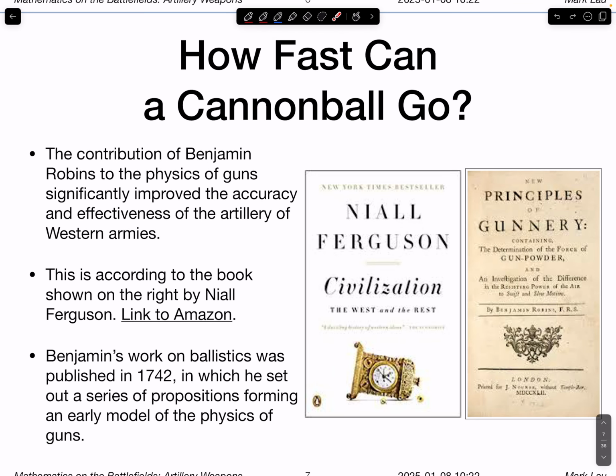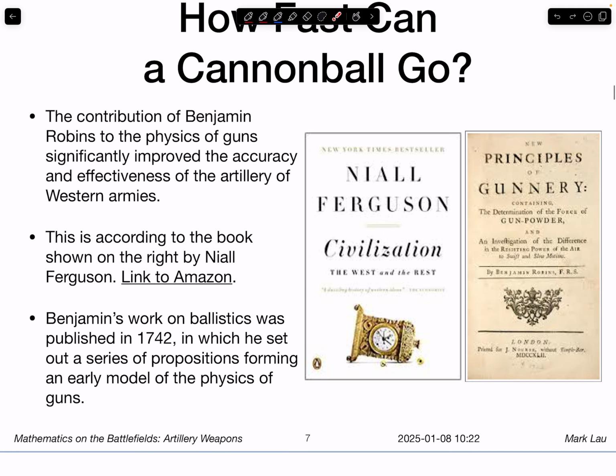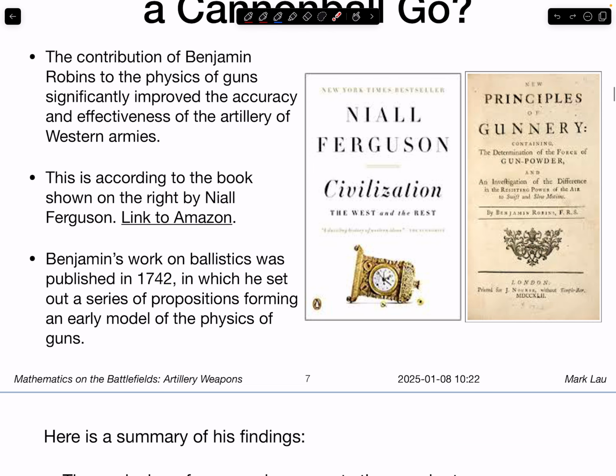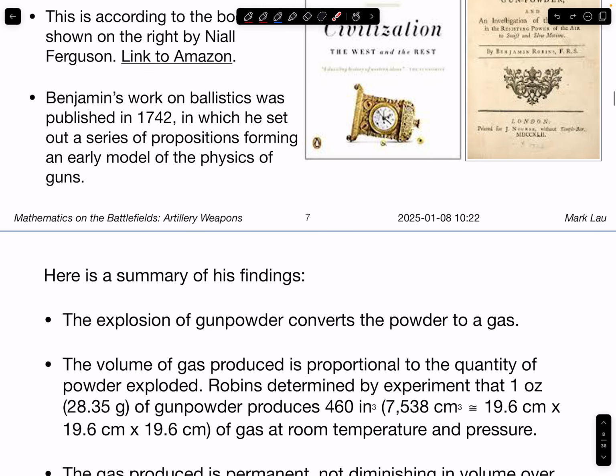How fast can a cannonball go? The contribution of Benjamin Robbins. I don't think we have to remember these facts. Benjamin's work on ballistics was published in 1742, in which he set out a series of propositions forming an early model of physics of guns.